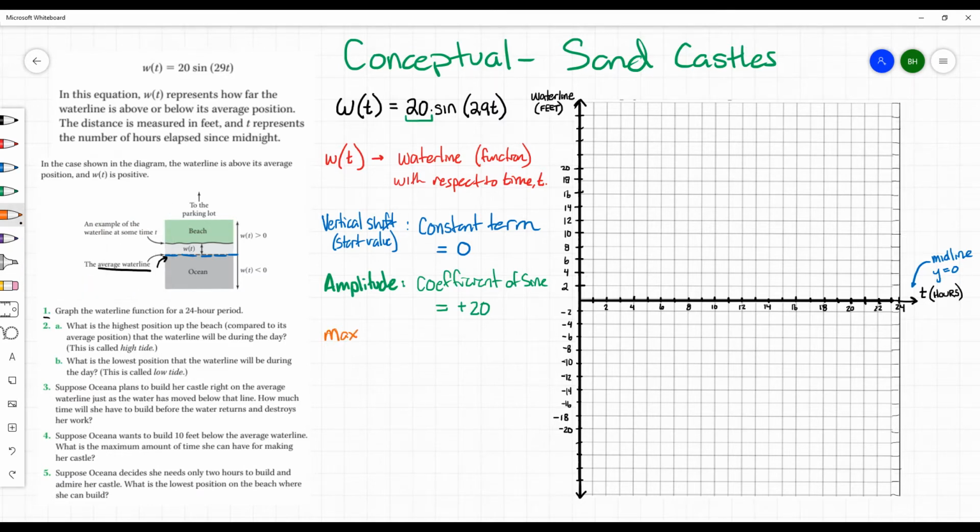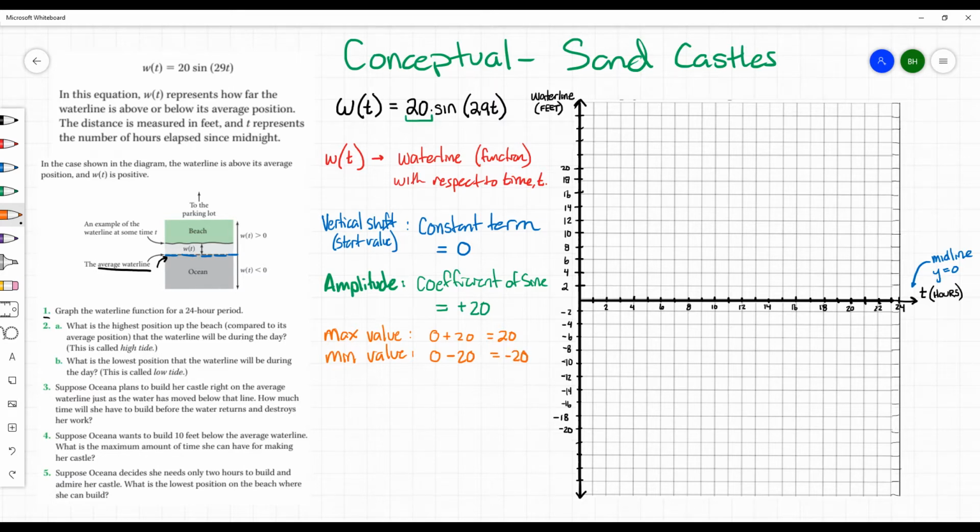The water has to stop at a certain point. It can't just keep going on forever into people's houses. There tends to be what's called high tide, and that's how much is occupied on the beach. This max value for the water line is going to be the sum of the starting value and the amplitude. That's 0 plus 20, which gives us a value of positive 20. Our minimum value is going to be that starting value of 0 minus our amplitude, which gives us negative 20.